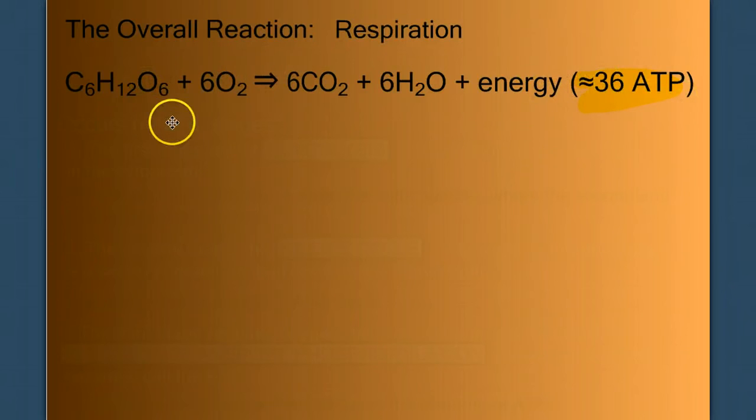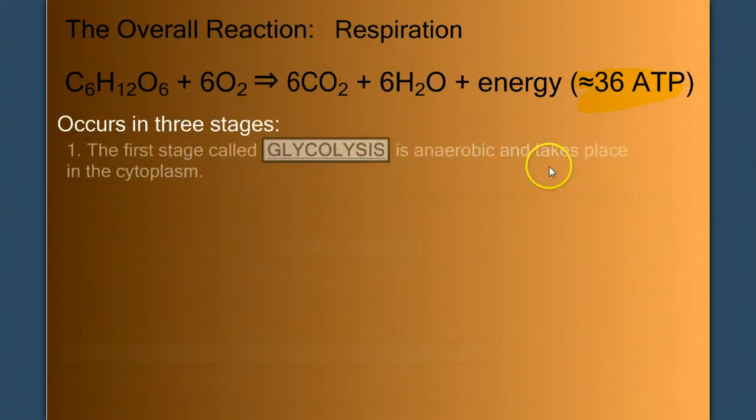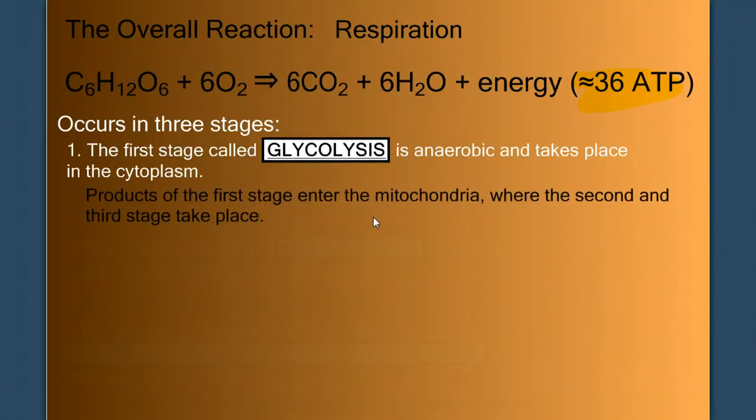So when we look at this overall equation, we're taking glucose in the presence of oxygen, and we're going to break it apart into carbon dioxide and water to liberate energy in the form of molecule ATP, approximately 36 of them. Cellular respiration is going to occur in 3 stages. The first stage is called glycolysis. It's an anaerobic stage that takes place in the cytoplasm. The products of glycolysis will enter the mitochondria, where the second and third stages of respiration occur.